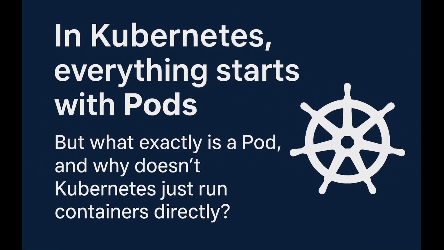Today's video we are going to continue on a series which we started in the previous video, that is on Kubernetes. In the previous video we went over a brief overview of the Kubernetes architecture, what all the components of Kubernetes are, and how they work together. In today's video, we are going to discuss pods. In Kubernetes, everything starts with pods. They are the smallest unit you can deploy. But what exactly is a pod, and why doesn't Kubernetes just run containers directly? That we are going to discuss in today's video.